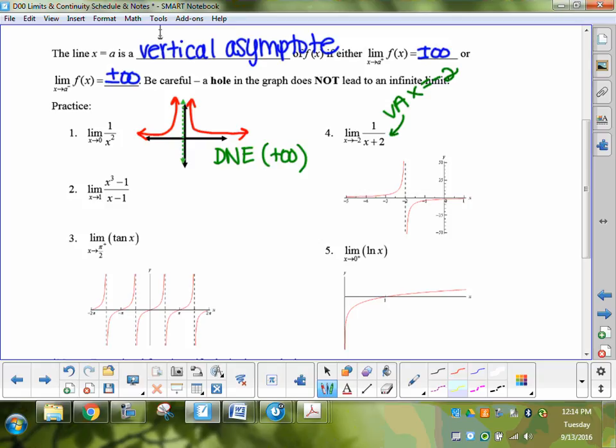Why would infinity not be an acceptable answer here? Do you know why? And when it comes from the left, where's it going to? So are they going to the same infinity? No. They're diverging to different values.